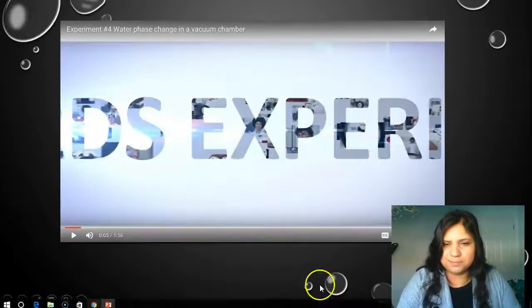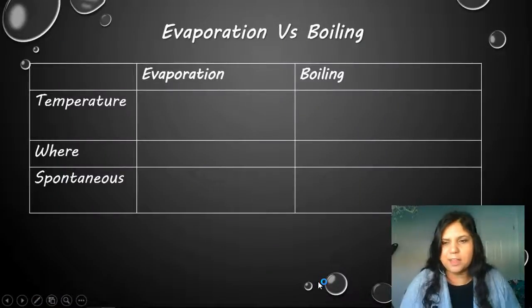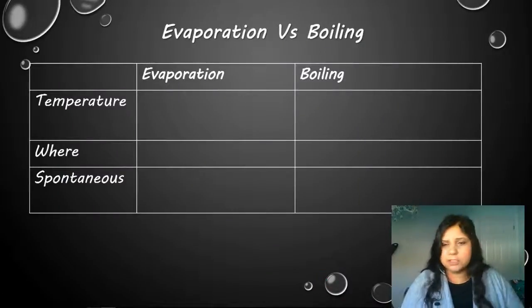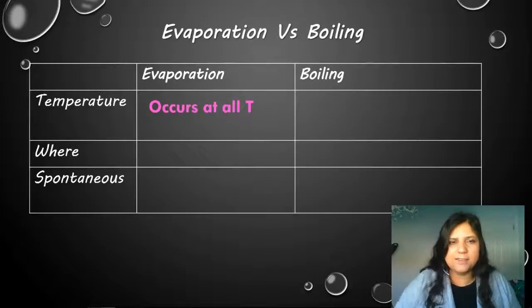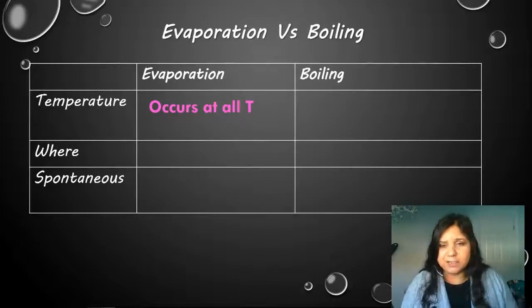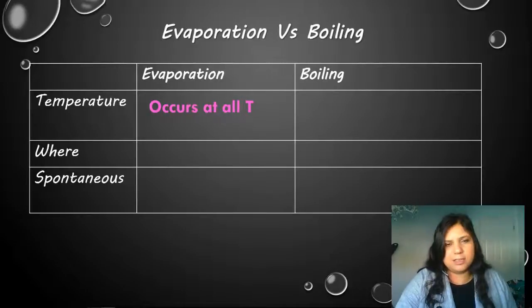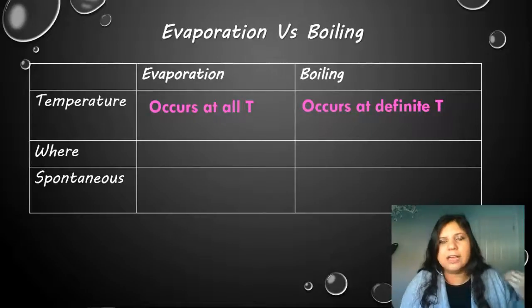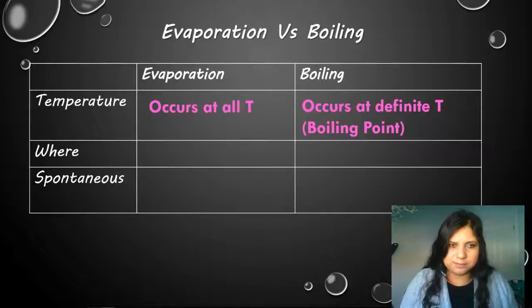Here's this chart just to go over the difference between evaporation and boiling. Evaporation happens at all temperatures. It's constantly happening even if the liquid is cold. Boiling occurs at one specific temperature, and that's the boiling point temperature.